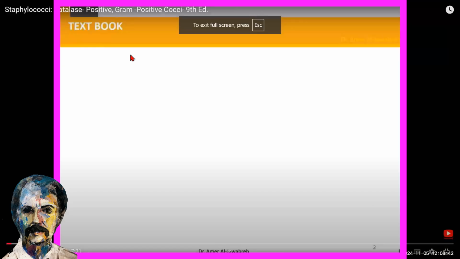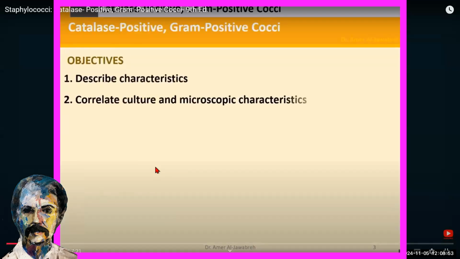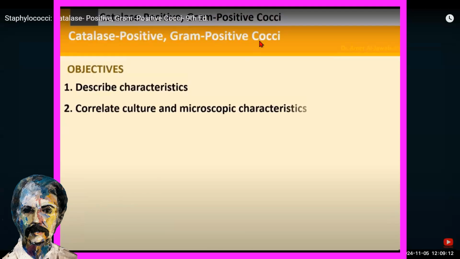Chapter 13, Diagnostic Microbiology. By the end of this chapter, the following objectives should be clear to you. First, describe characteristics of what? Of gram-positive cocci that are catalase positive. This chapter, chapter 13, is about catalase positive, gram-positive cocci. Describe characteristics of this. Correlate culture and microscopic characteristics.